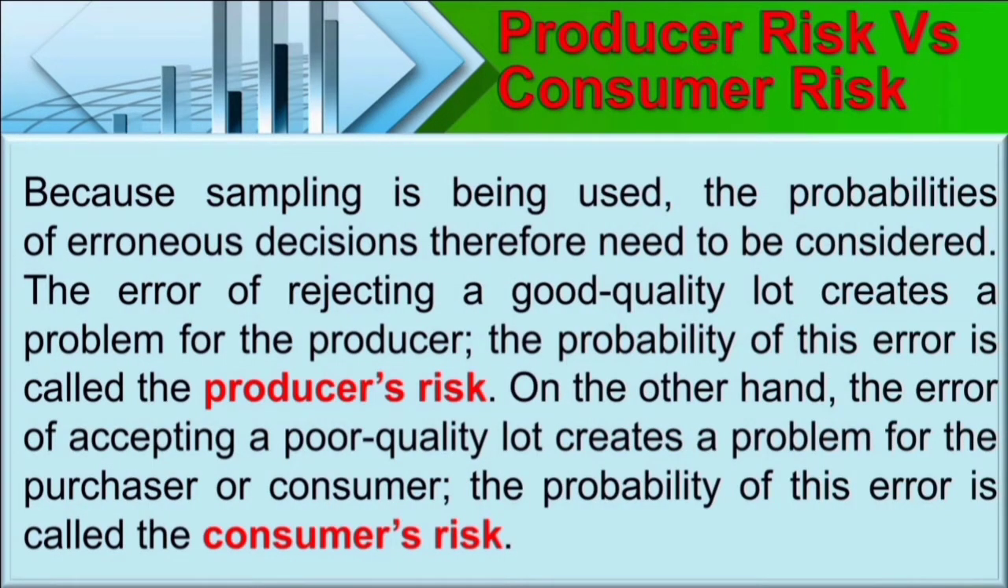Producer risk versus consumer risk. Because sampling is being used, the probabilities of erroneous decisions therefore need to be considered. The error of rejecting a good quality lot creates a problem for the producer. The probability of this error is called the producer's risk. On the other hand, the error of accepting a poor quality lot creates a problem for the purchaser or consumer. The probability of this error is called the consumer's risk.